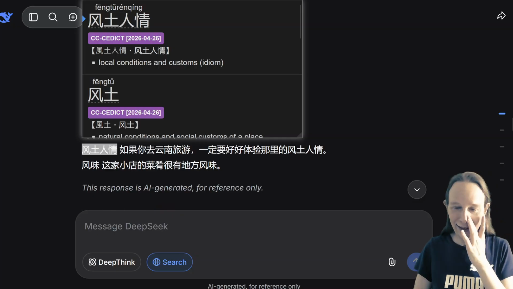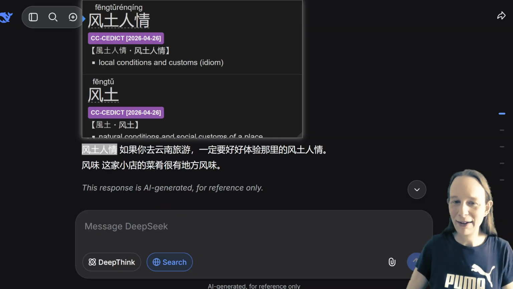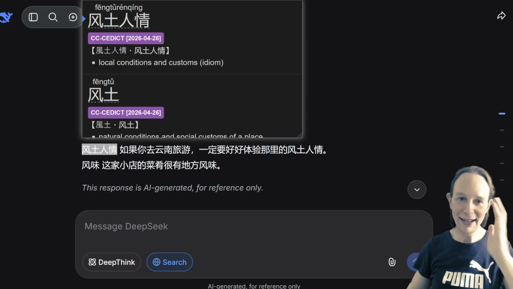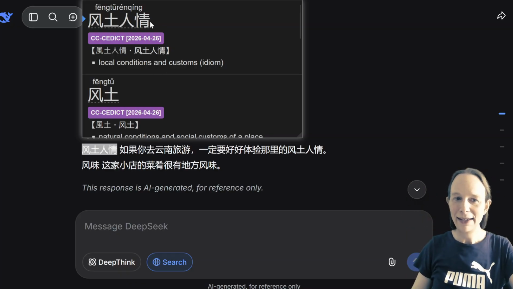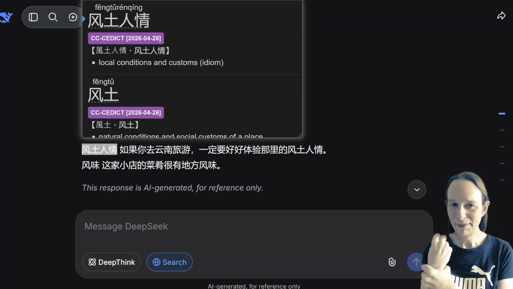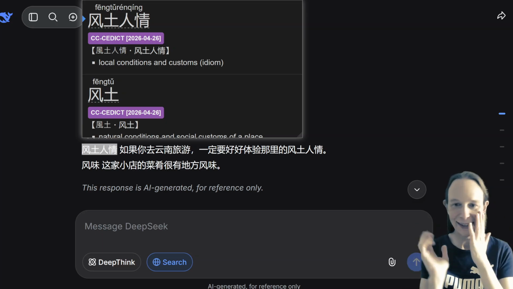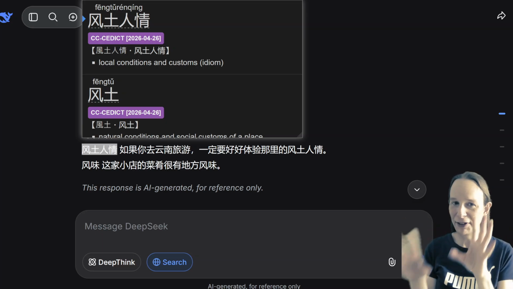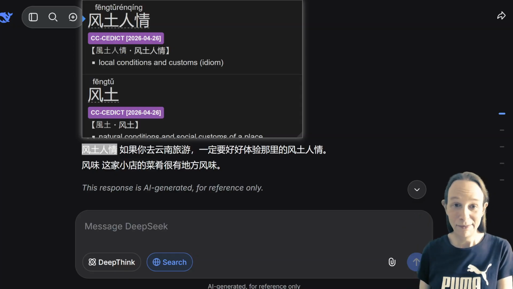风土人情. Yeah, this is a very common one. 风土人情. Local, yeah, so it sort of describes how people behave in a certain locality. The kind of cultures, tradition, that sort of thing. So different places have different 风土人情. Yeah, it's a very common phrase.